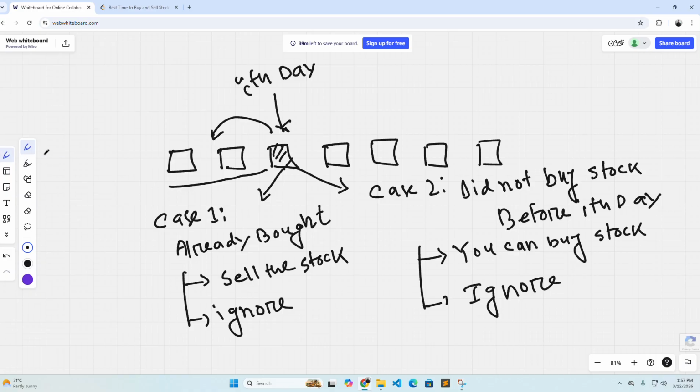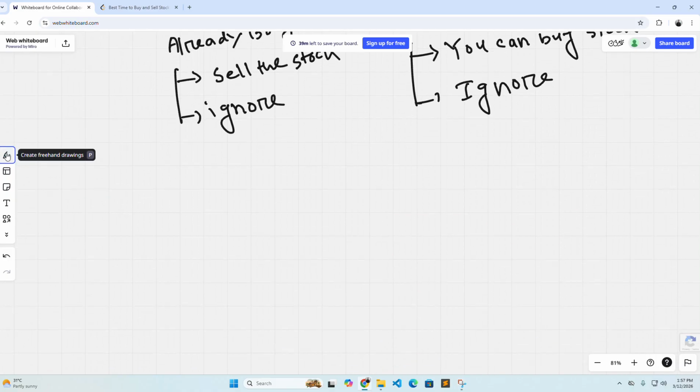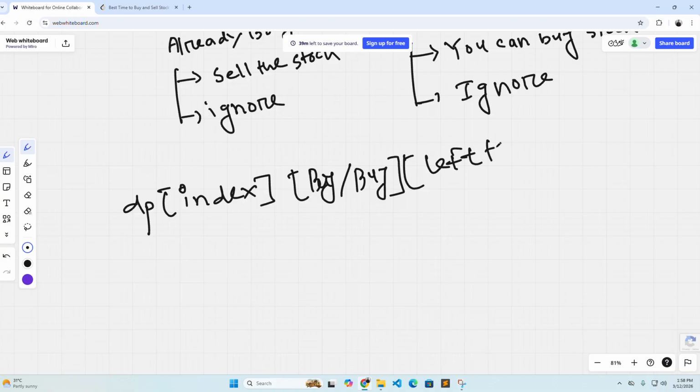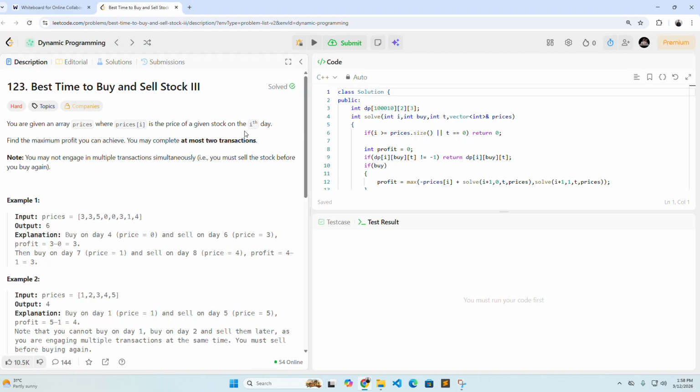The DP state will be like this. The DP state is kind of nice. The DP will be dp of index, and case 1 and case 2, buy or not buy. And as you have at most 2 transactions, you can have a transactions-left dimension, and thus you can easily solve the problem. Let's see the code.